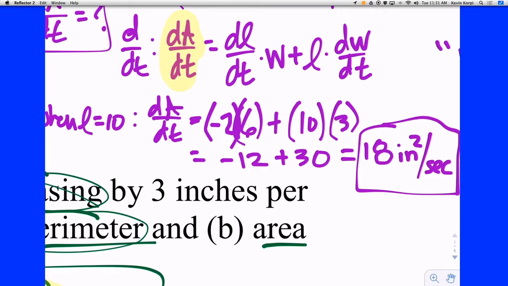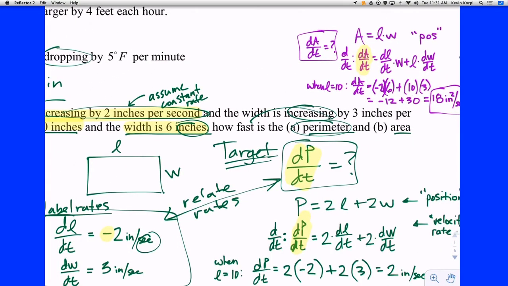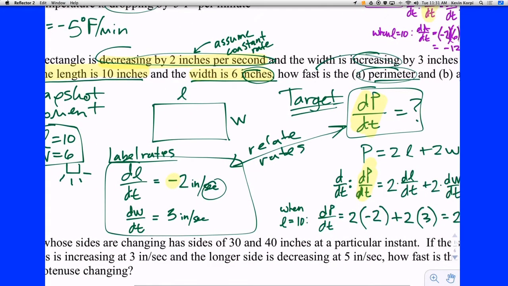So that's why the snapshot moment is important. Sometimes it doesn't matter. It depends on what's being asked. There are other things maybe that we could look at with the rectangle to see how fast it's changing, but I think you got the idea. These are like physics problems, but instead of just motion, we're talking about rectangles.